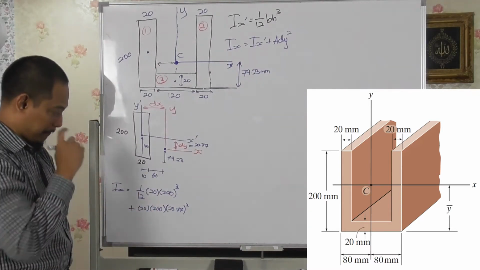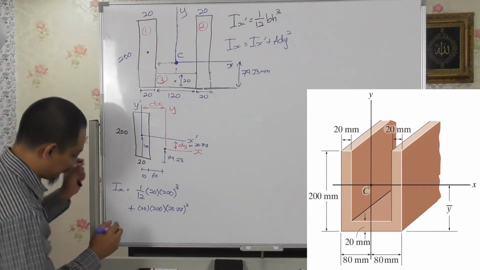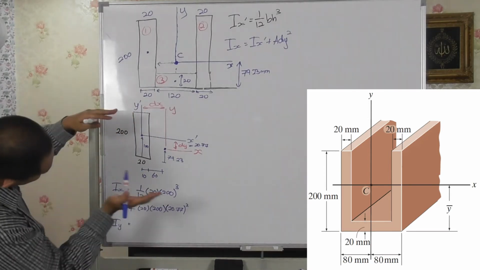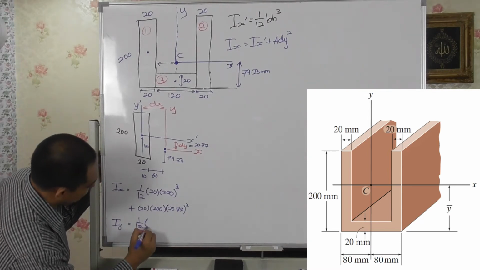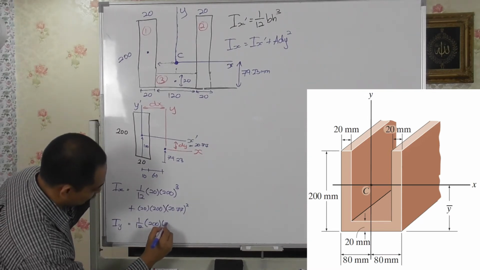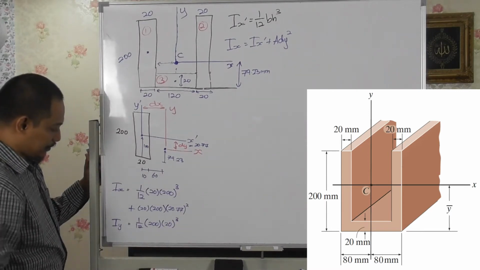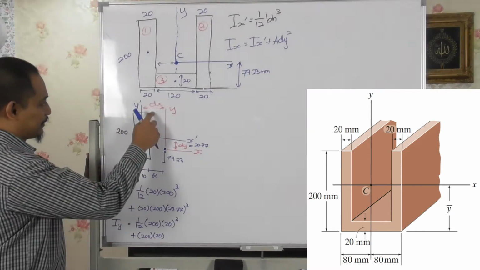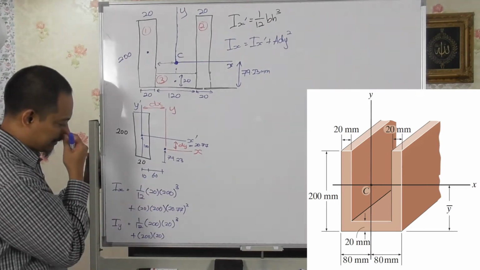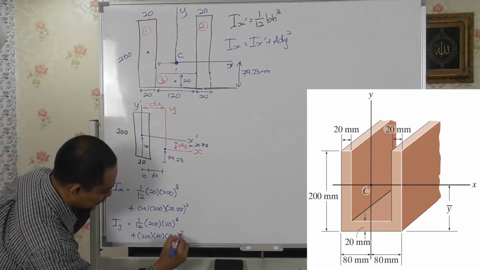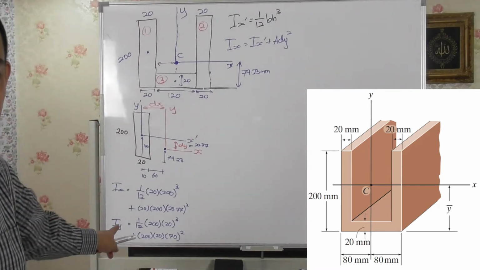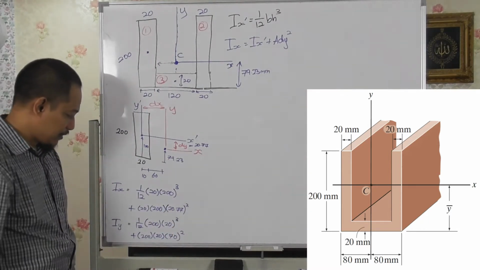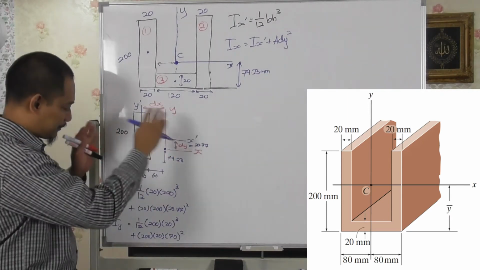This is for Ix. If I throw in Iy straight away, it's 1 over 12 b h cube, but I'm looking at it from this perspective, so 1 over 12, 200, and then 20 cube, plus 200 times 20, which is the area, and then dx square. Dx is 10 plus 60, which is 70, so you have 70 squared. I hope this is not too small. Hopefully you can still see. I'm verbalizing everything, so hopefully you can still capture. All right, so this is for this part.